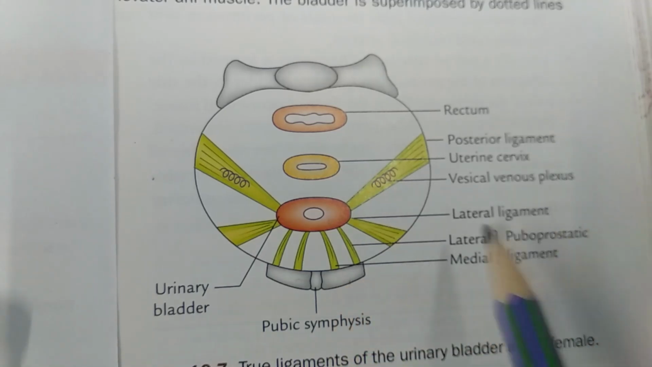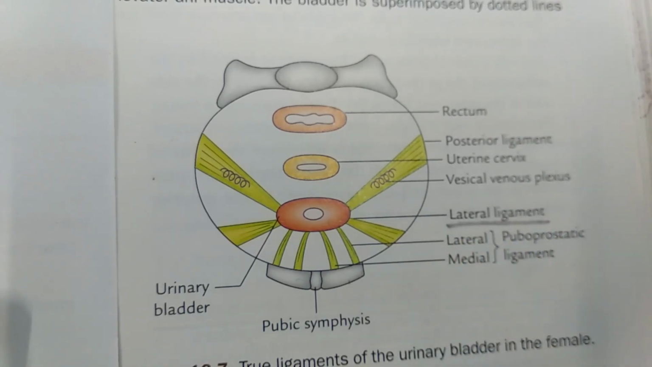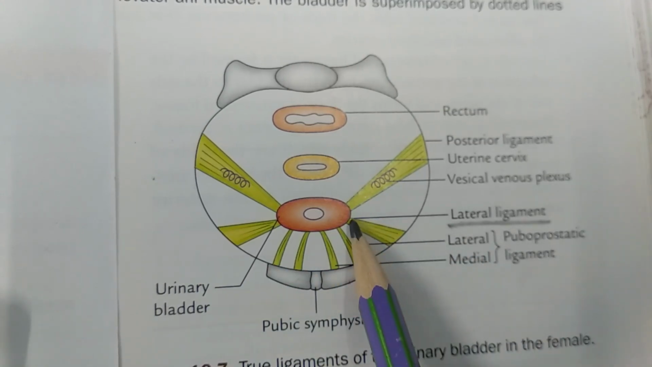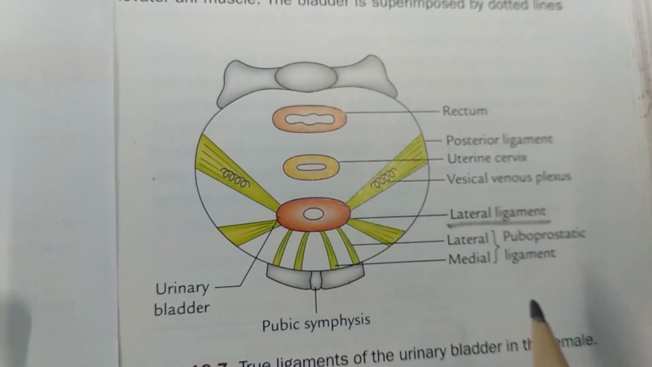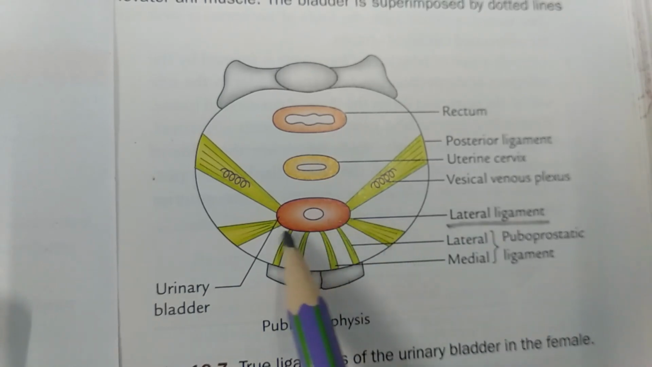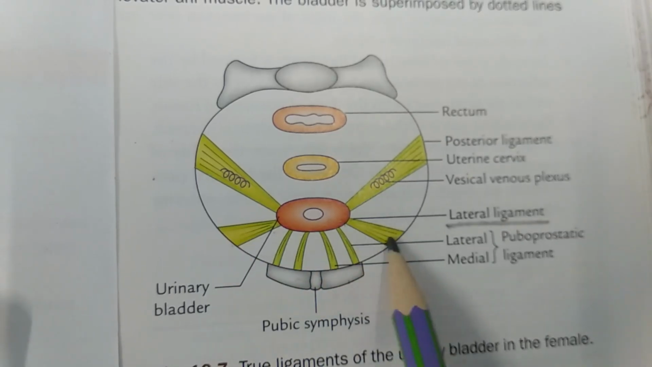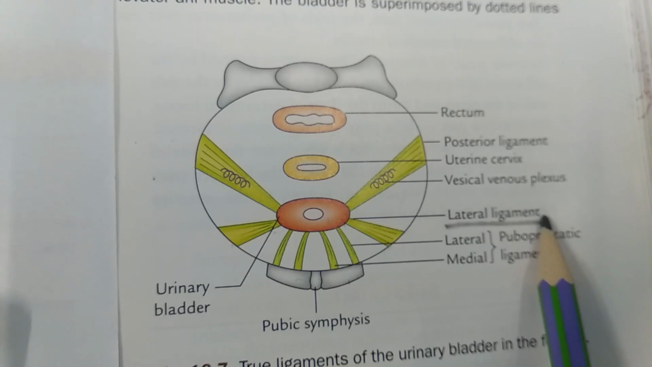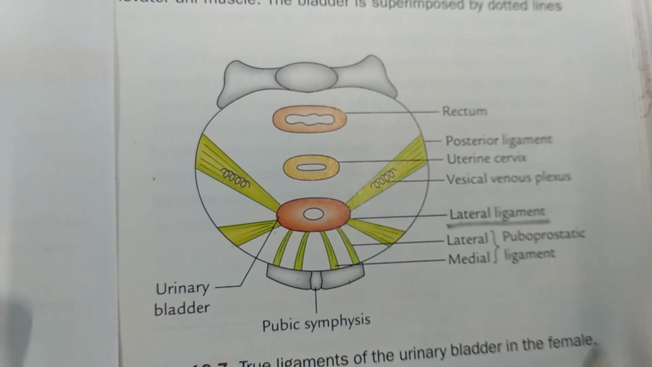True ligaments. First is the lateral ligament on both sides. The lateral ligaments are two in number, right and left, and they extend from the inferolateral surfaces on both sides of the bladder and go towards the pelvic fascia. This is the lateral ligament on both sides, right and left. First. Second is the puboprostatic ligament.